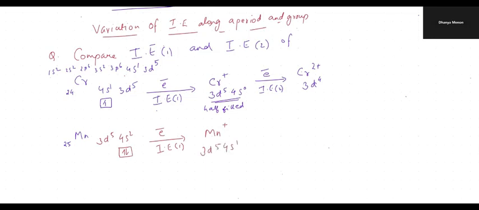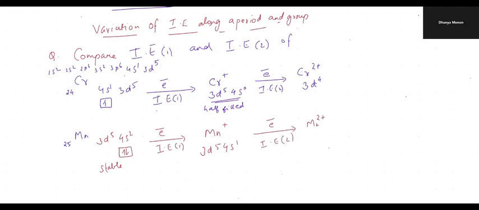Now just see what kind of configuration this is. In S, it is fully filled. D also, it is half filled. So this is a stable configuration, right? So this will be a stable configuration for manganese. So we got the manganese ion. Now it is removing one more electron. It will form manganese 2 plus, and this is ionization energy 2.